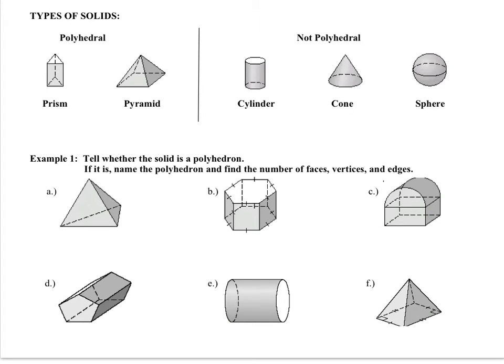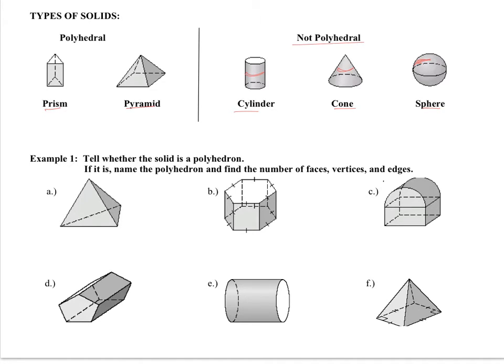Types of solids. Polyhedral just means that it describes a solid that is bounded by polygons. So if you look at the prism and the pyramid, they're bounded by rectangles and triangles as their faces. But the cylinder, the cone, and the sphere are not polyhedral because they have curved surfaces. So that's the main reason. Okay. Example 1.